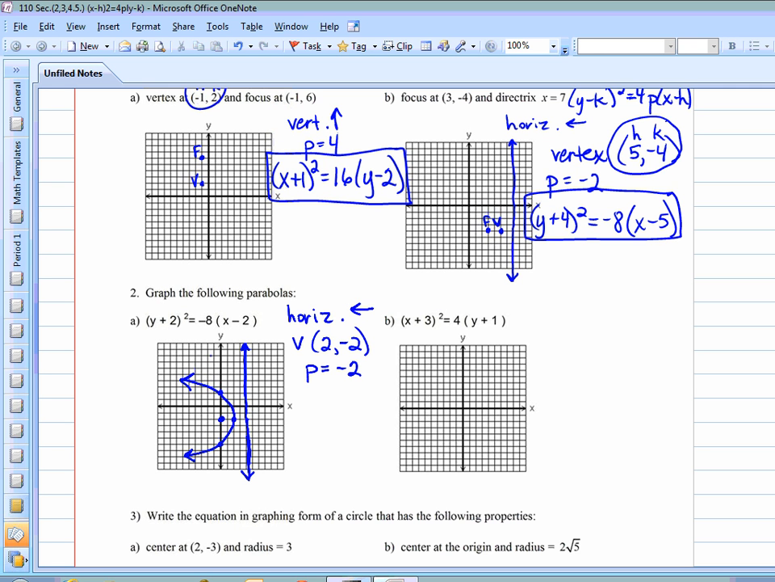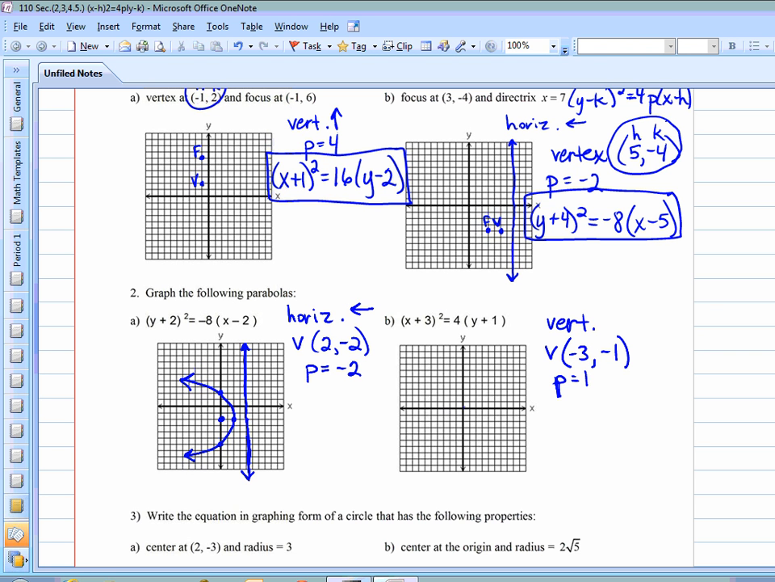That's it. For part B, because the x is squared, it is vertical. The vertex is going to be located at (h, k). That's going to be a -3, -1. Remember, h is with the x, k is with the y. It's always the opposite sign because of the minus in the equation. And the p value, because 4p is 4, then p has to be 1.